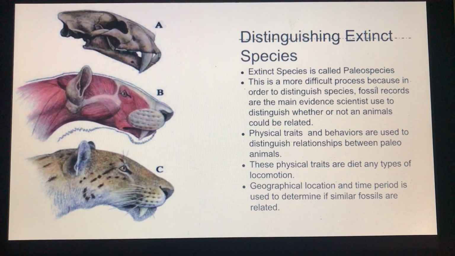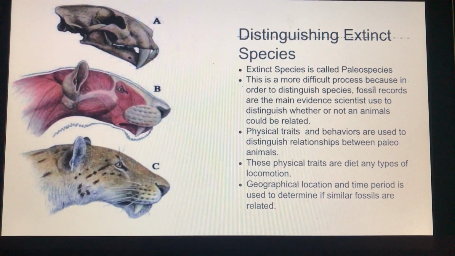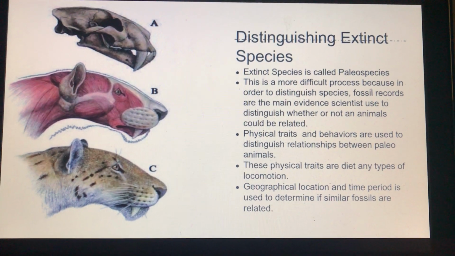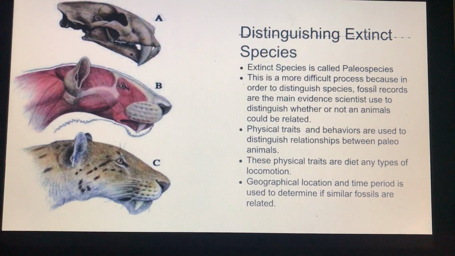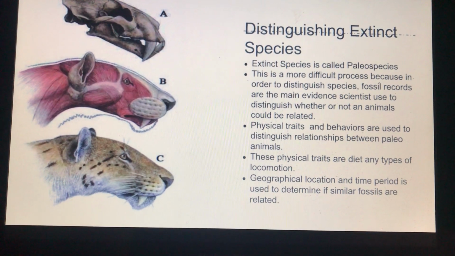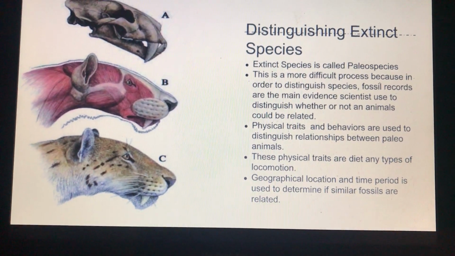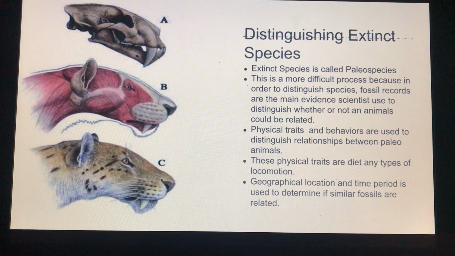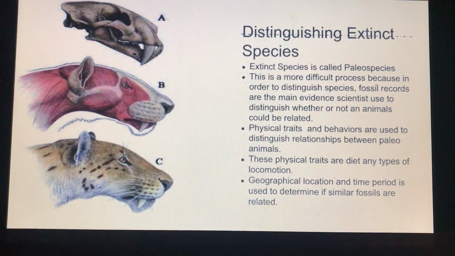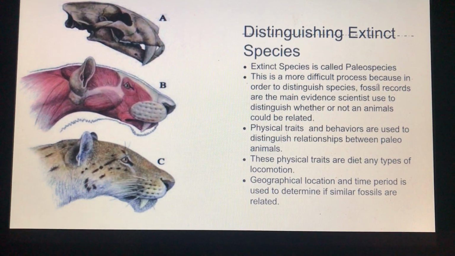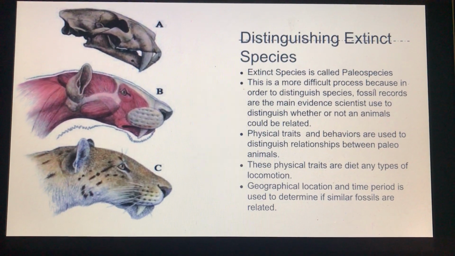The distinguishing of extinct species. Extinct species are called paleospecies. This is a more difficult process because in order to distinguish species, fossil records are the main evidence scientists use to distinguish whether or not animals could be related. Physical traits and behaviors are used to distinguish relationships between the paleoanimals. These physical traits are diet and any types of locomotion. Geographical location and time period are used to determine if similar fossils are related.